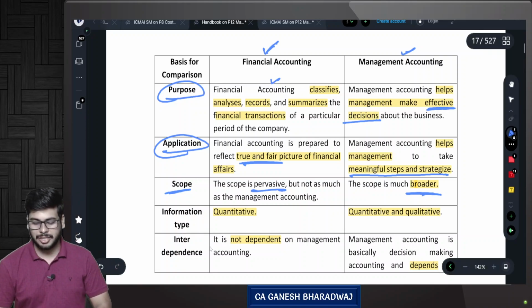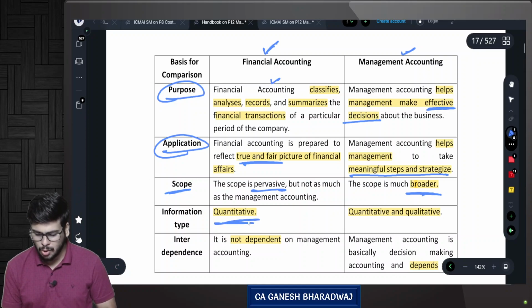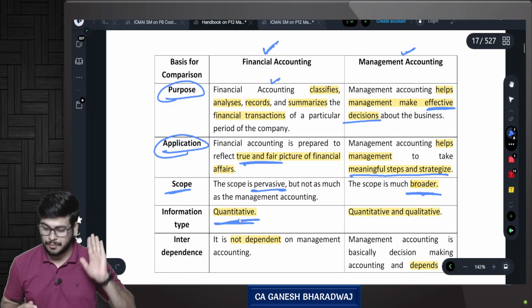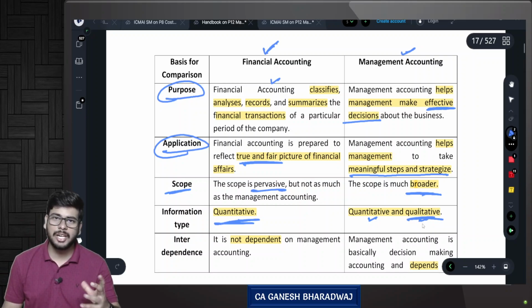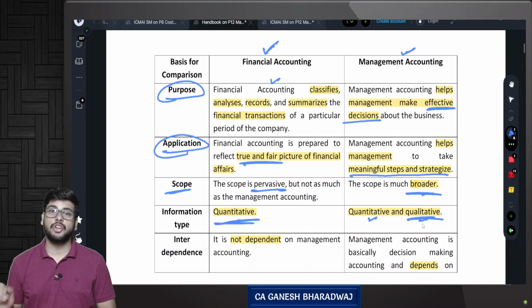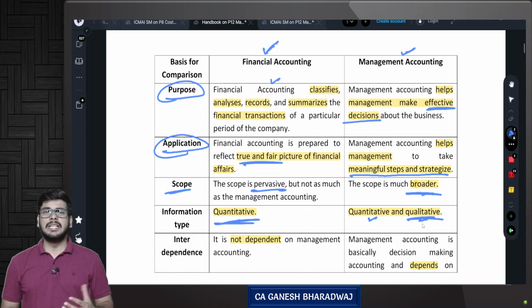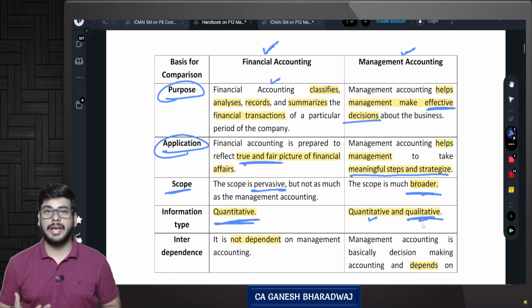Fine. The information type for financial accounting, it is only quantitative. Absolutely. We just deal with figures. Whereas in management accounting, we'll be seeing it deals both with quantitative as well as qualitative. Quantitative means what? Financial data. Qualitative means non-financial data. For example, there is something called as learning curve effect and all.